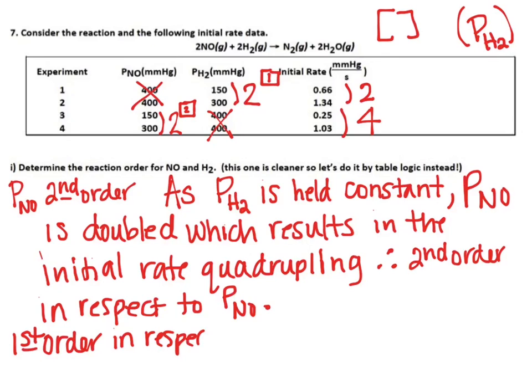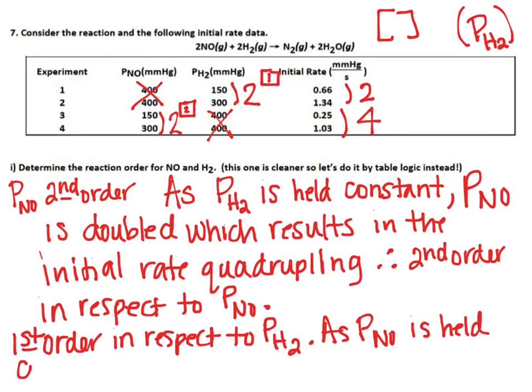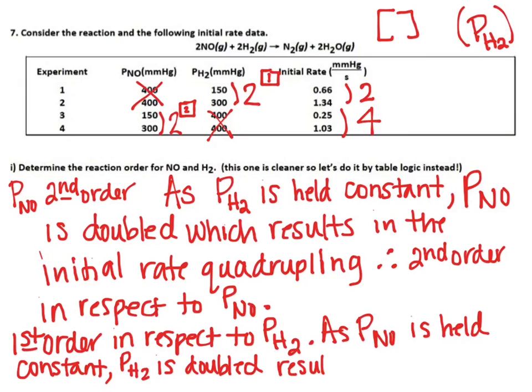in respect to P of H2, the pressure of H2, as the pressure of NO is held constant, the pressure of H2 is doubled, resulting in the initial rate doubling. Therefore, first order.